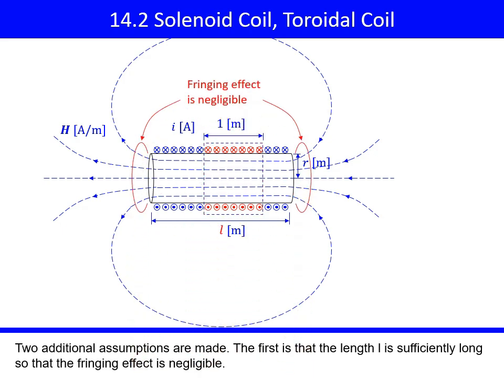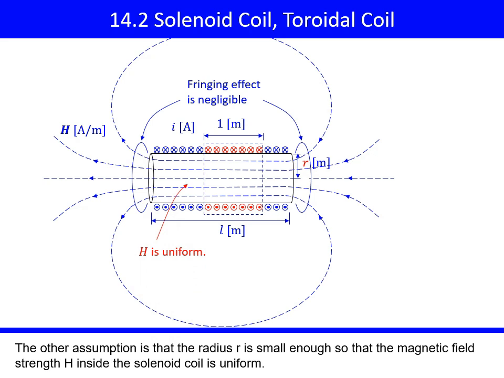Two additional assumptions are made. The first is that the length L is sufficiently long so that the fringing effect is negligible. The other assumption is that the radius R is small enough so that the magnetic field strength H inside the solenoid coil is uniform.